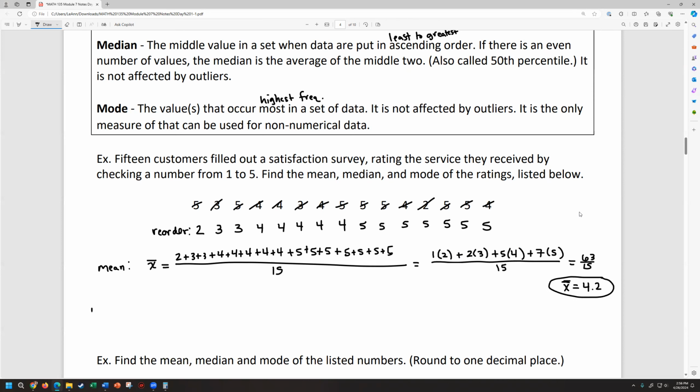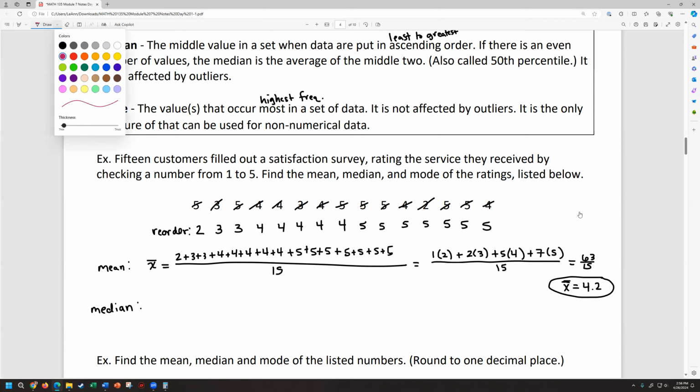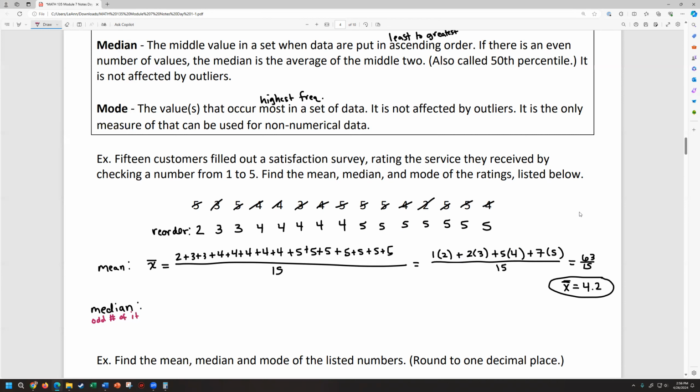Okay. The median. All right, the median is the middle. So since you have 15 items, we have an odd set. I usually make a note of that. So I have an odd number of items, which means there should be one number in the middle, and I've already ordered this from least to greatest. So since it's 15, half of 15 is 7.5.